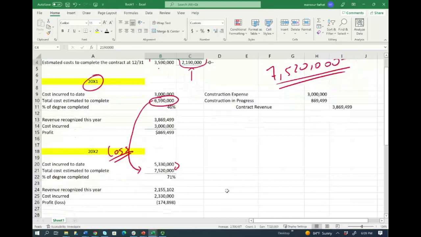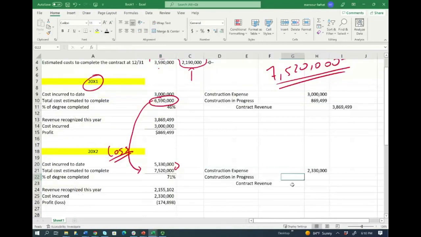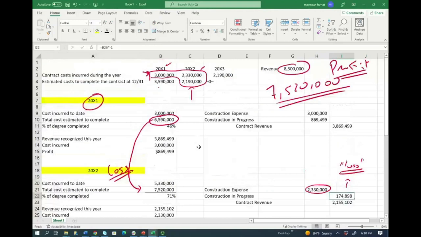So let's compute the journal entry for year two. For year two, I am going to debit my construction expense $2,330,000, and I'm going to credit my revenue $2,155,102. Now I am going to credit construction in process for the loss. So this is, again, the loss that I book for year two. I reduce my CIP, and the loss will be reported on the income statement. But the overall project is still profitable.